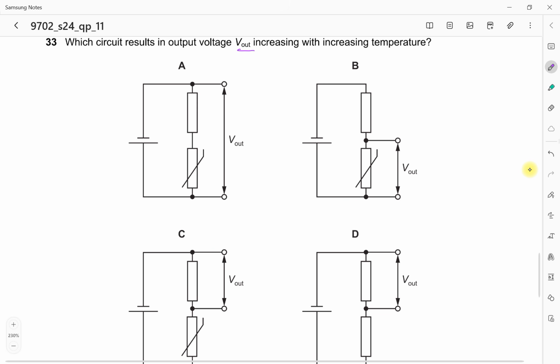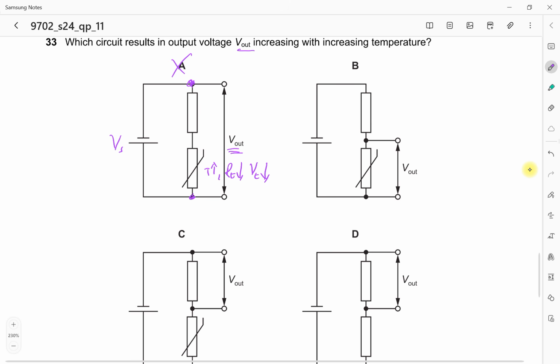So for this one here, because V out is measured between these two points, it means V out will always be the voltage supply. So V out will always be a constant, whether the temperature is increasing or decreasing. Because for a thermistor, as temperature increases, the resistance of the thermistor decreases. That means the PD across the thermistor always decreases. But the total PD across the two resistors always remains the same as the voltage supply. So A will have no effect whether the temperature is increasing or decreasing.